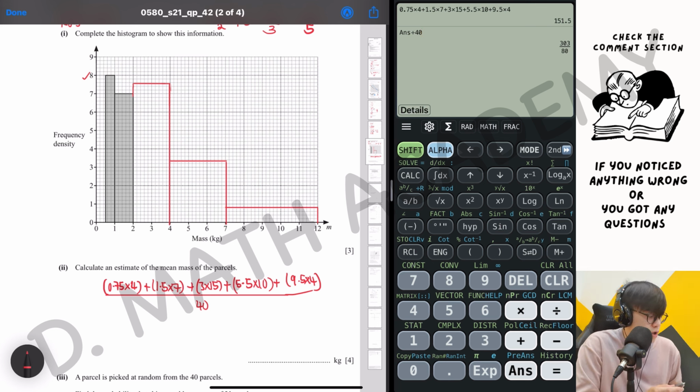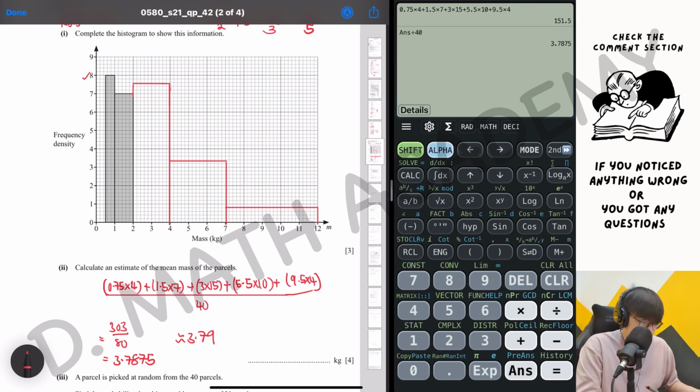So it should be 303 over 80, which is approximately 3.7875, or if you were to round it to 3 significant figures, you can write it as 3.79.